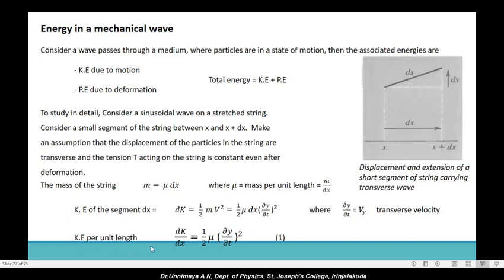Then what is kinetic energy per unit length? Kinetic energy per unit length is dk by dx.